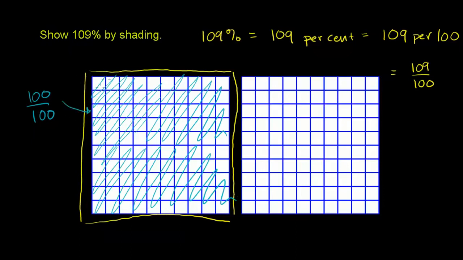The question is saying, show us 109% by shading. So we already did 100 per 100, but we need to do another 9. So let's shade in another 9. So now we have 1, 2, 3, 4, 5, 6, 7, 8, 9. So this piece right here, you could almost view that as 9%. That is 9% of an entire square. This is 100% of an entire square. If you consider this whole thing plus this blue area right over here, you are talking about 109% of one whole square. Hopefully that made sense.